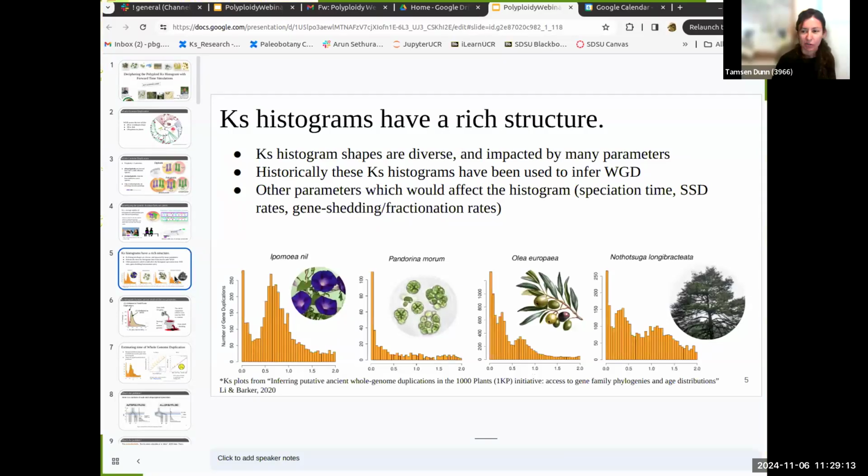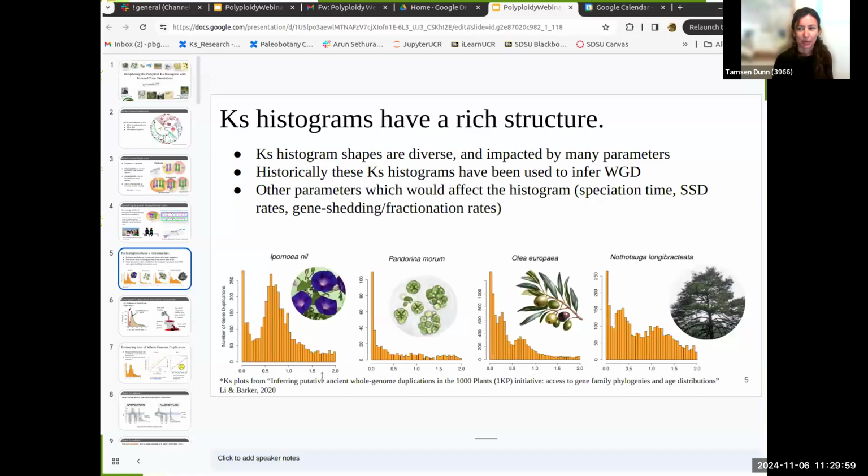The inspiration for my project actually came from a Lee and Barker paper from 2020, where Michael came to San Diego State and showed us these amazing KS histograms across the plant kingdom. You can see they make this great variety of shapes, and that's because the KS histogram can be impacted by many parameters. Historically, we've used peaks in these KS histograms to infer that whole genome duplication has occurred, but there are other parameters that we can theorize might also impact the shape of these histograms.